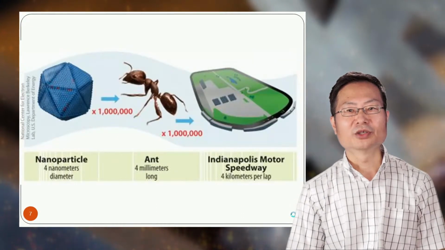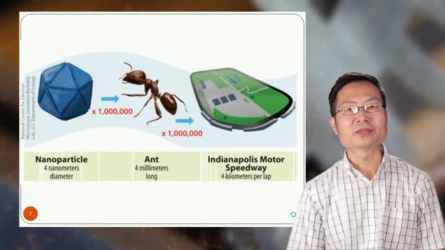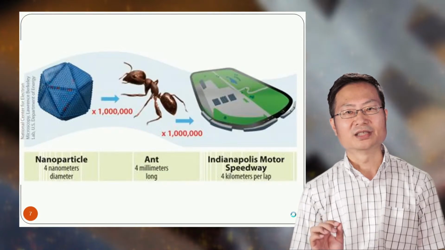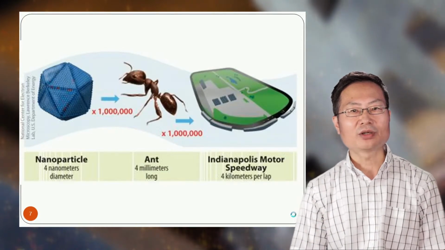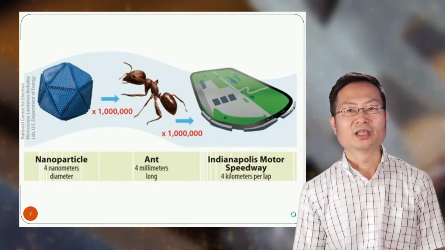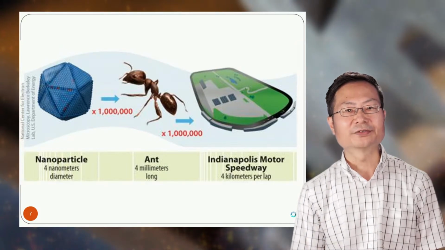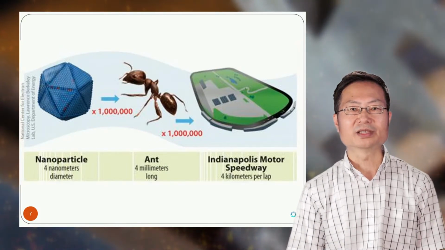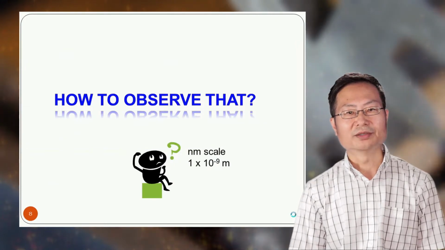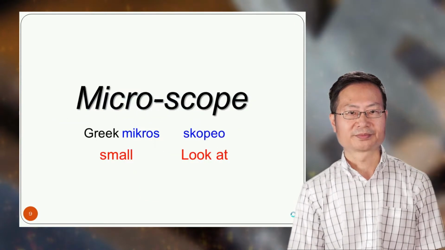But how small is nano? If I use an ant as a reference, it's 4 millimeters long. If I enlarge it 1 million times, its length becomes the Indianapolis Motor Speedway, 4 kilometers. In the same idea, if something is 1 million times smaller than the ant, it is a nanoparticle 4 nanometers in diameter. The question is how to observe that, or how to observe the structure at nano scale.